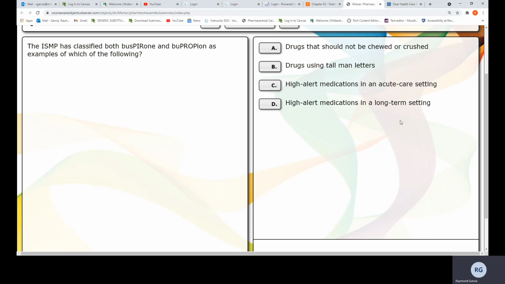The ISMP has classified both buspirone and bupropion as examples of which of the following: drugs that should not be chewed or crushed, drugs using tall man letters, high alert medication in the acute care setting, or high alert medication in the long term setting. Just gotta look at it. D, tall man letters. Anything that you see that's got capital letters like that is going to involve tall man.